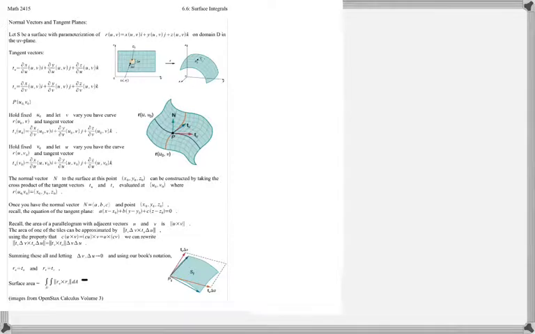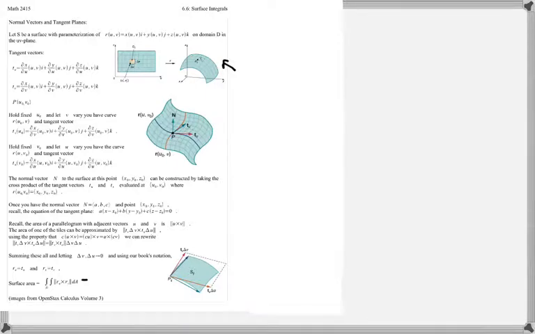Then that little square or rectangle in domain D is mapped to the surface, and it becomes a tile. You can kind of see it here. This is from the OpenStax calculus book, in section 6.6, if you want to look at clearer pictures there.